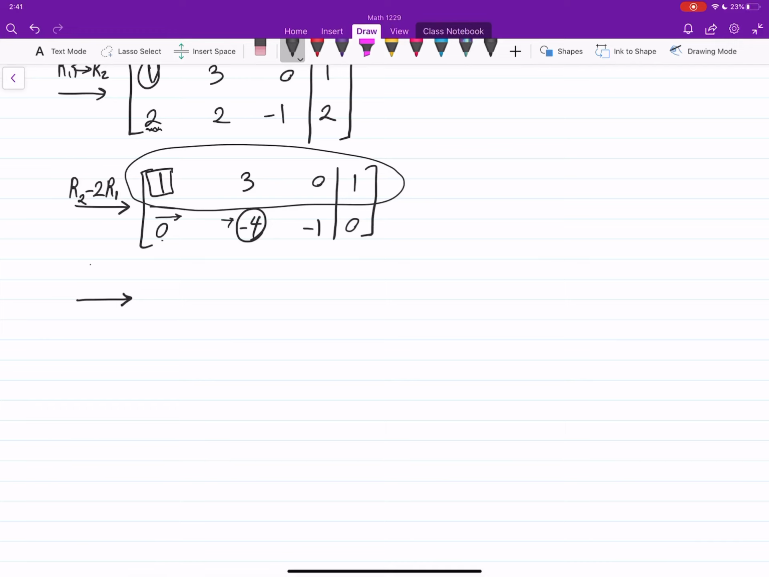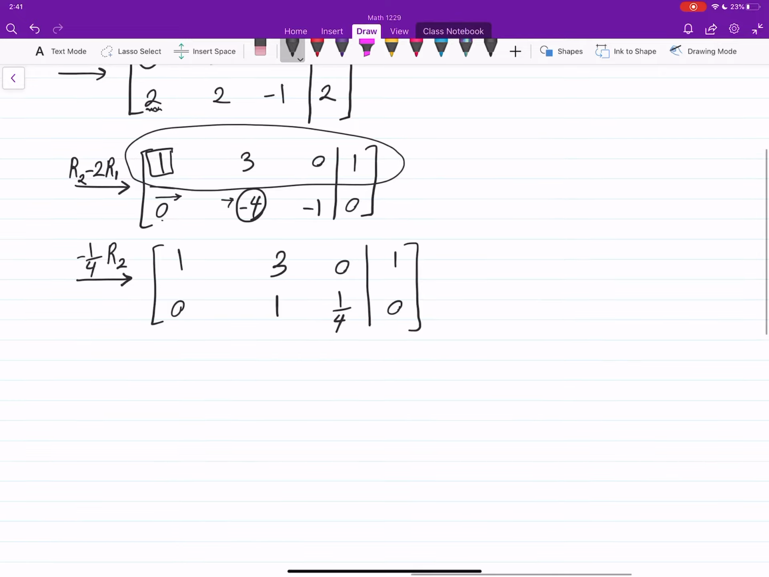Turn it to 1. How? Multiply by its inverse. Divide the row, which is row 2, by its inverse. This will be 1, 0. This will be 1. This will be 1 over 4. Negative 1 times negative 1 over 4. And this will be 0.